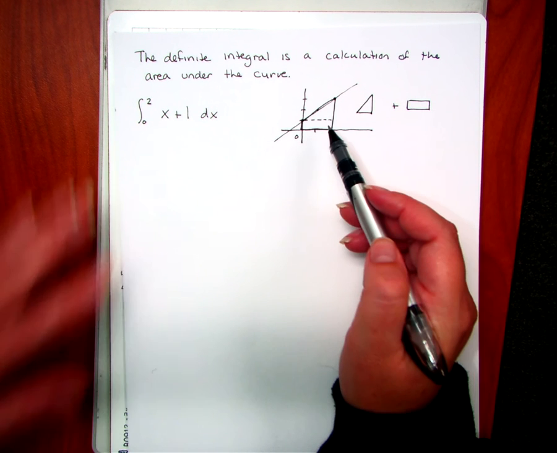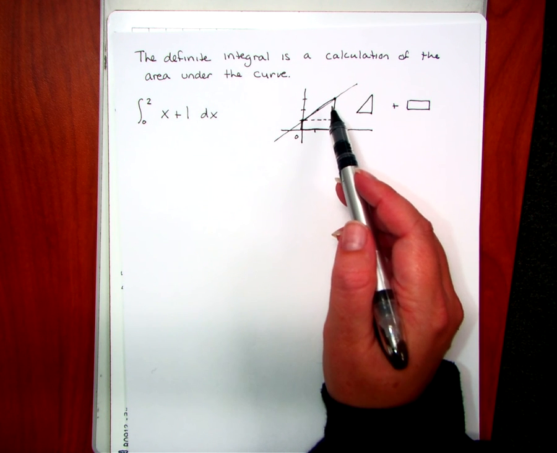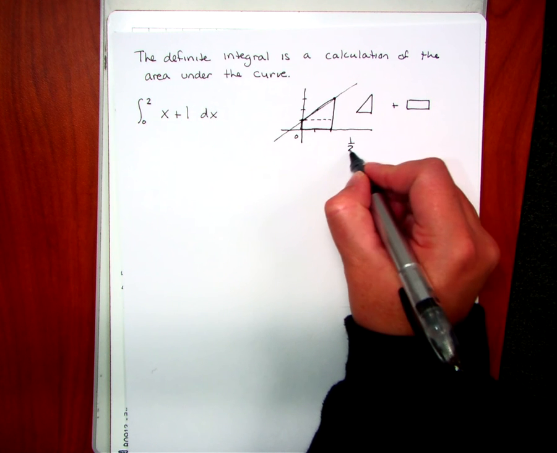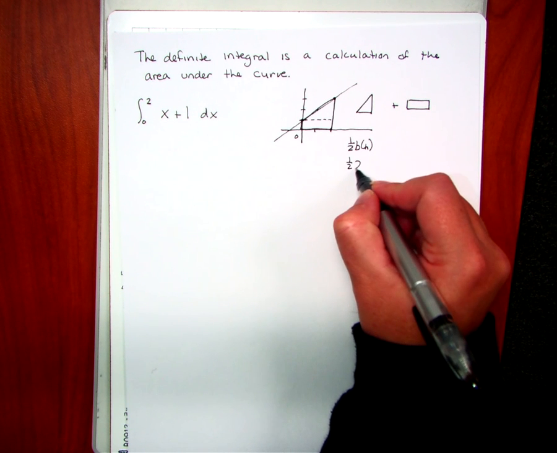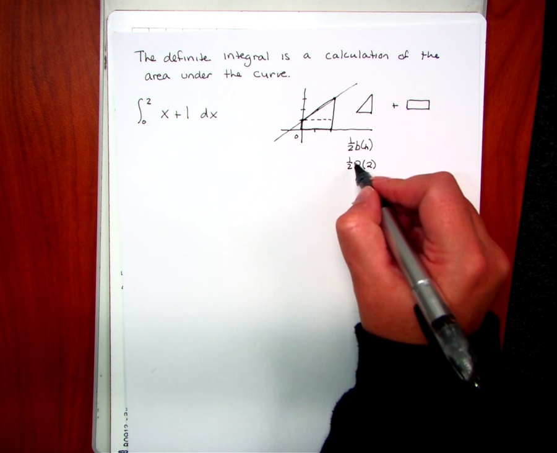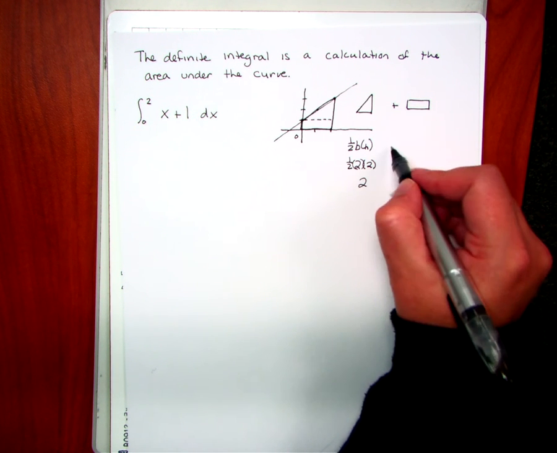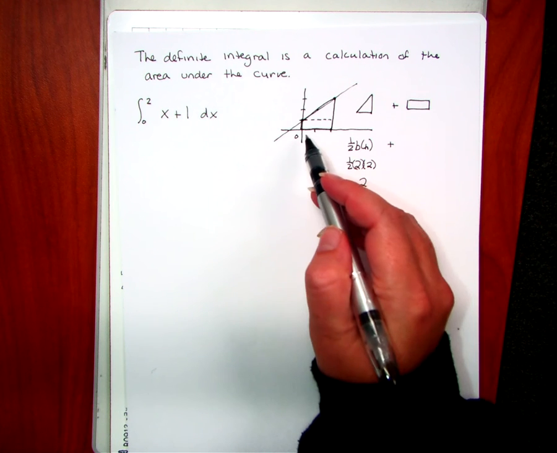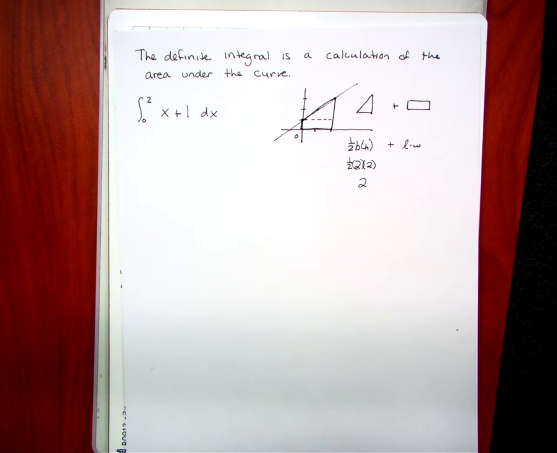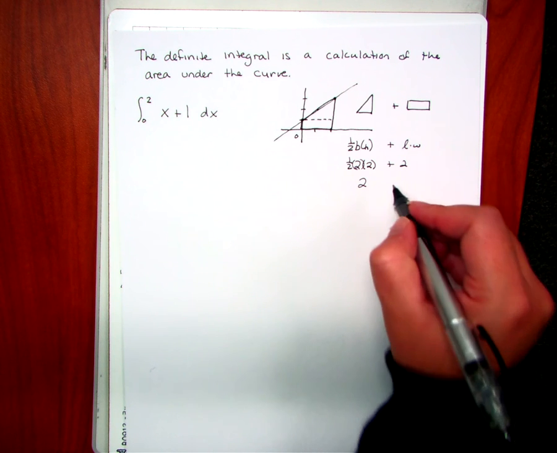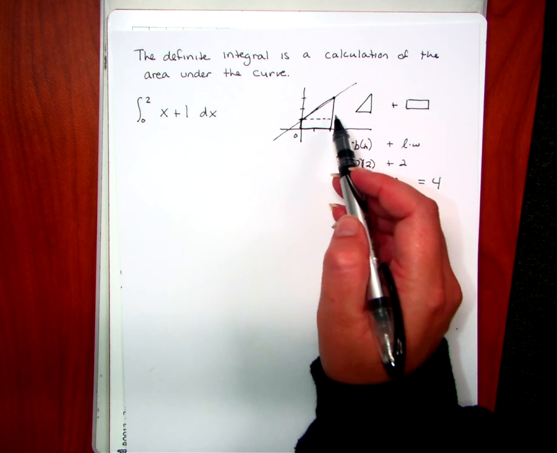So the area of the triangle, base is 2, height is 2, so the area of the triangle is 1/2 base times height. So we're going to get half of the base 2 times the height 2, which is basically 2. Plus the area of the rectangle. The rectangle is length times width. The length is 2, the width is 1, and so we're going to add 2, and so we get an area of 4. So we can calculate this area geometrically.